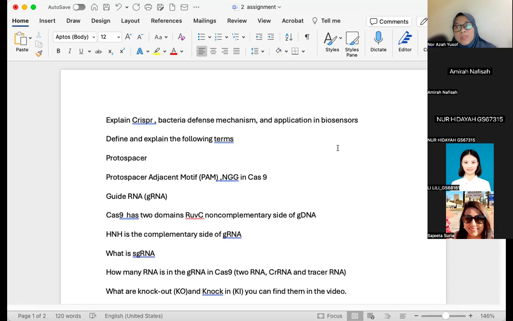Okay, explain CRISPR, the bacteria defense mechanism. You explain what CRISPR basically is, the whole idea of CRISPR, and how the bacteria defense mechanism works, they can be together. When you explain CRISPR, you can also explain the bacteria defense mechanism, but you need to study a bit on how it is being used in biosensors. You probably can give one or two examples. Yeah, the application of CRISPR in biosensors.